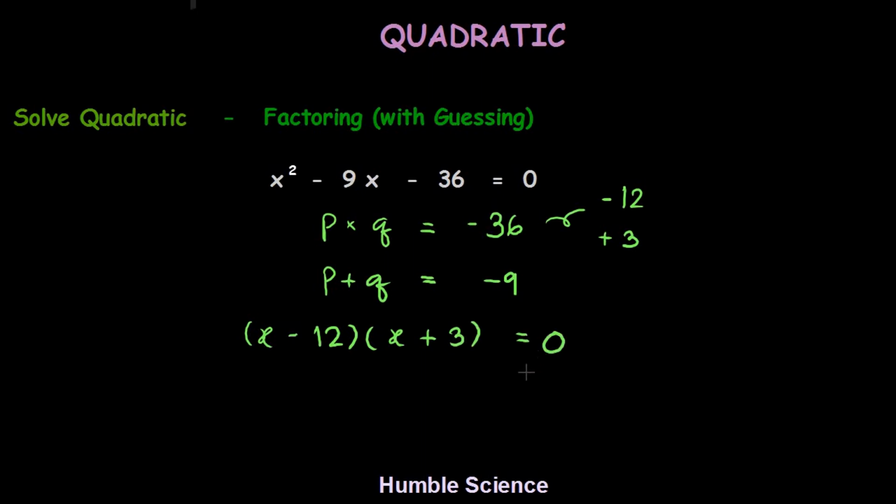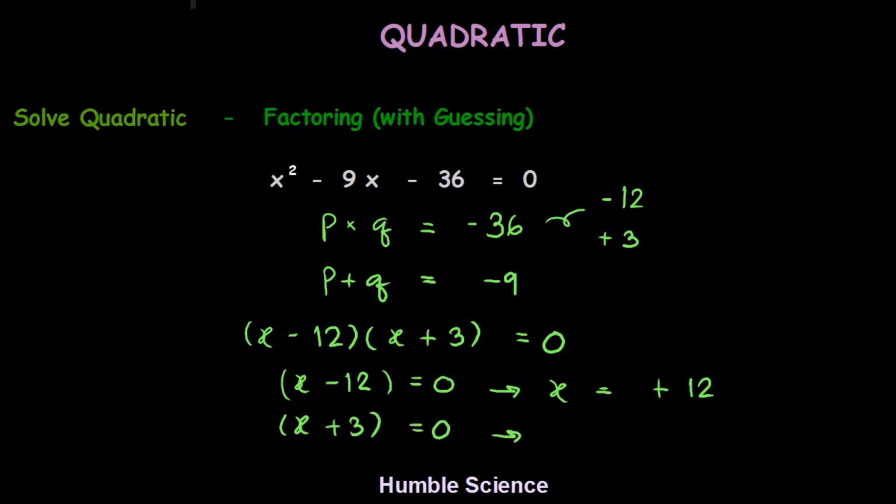So we have two answers over here again. If x minus 12 is equal to 0, then that means x is going to be equal to plus 12. And if x plus 3 is equal to 0, that means x is going to be equal to minus 3. So the answer is plus 12 or minus 3.